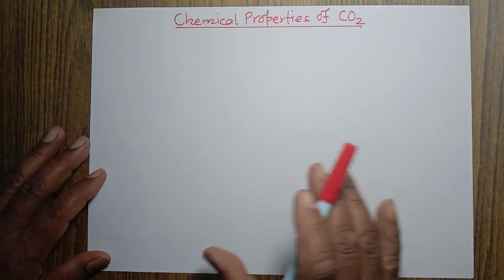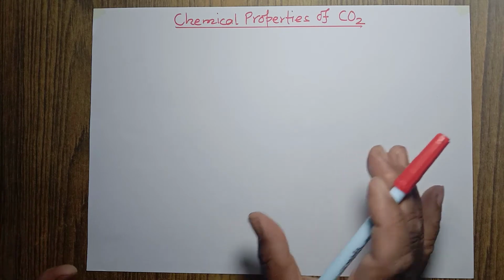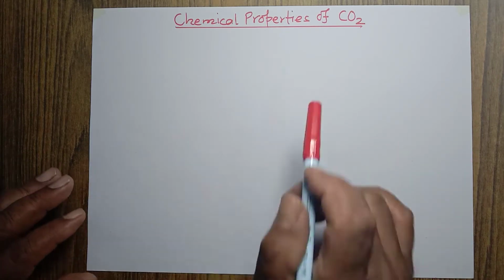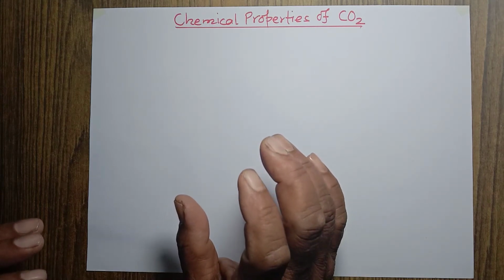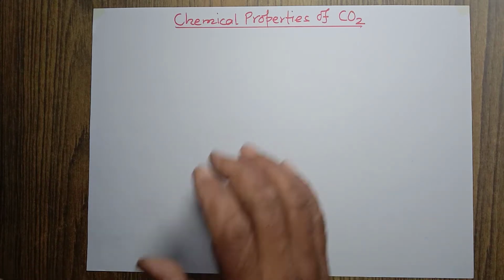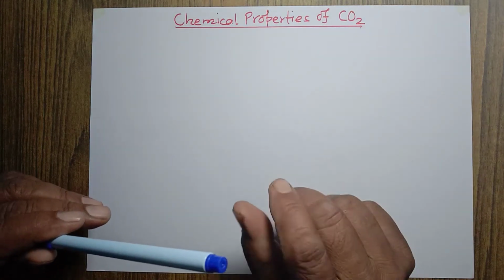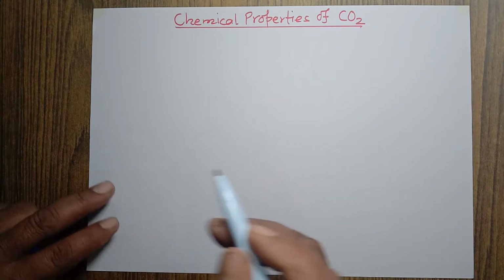This class may be one of the important classes related to carbon dioxide gas because we are talking about the chemical properties of carbon dioxide, and we know that chemical property always comes with the chemical reaction. That's why this is one of the important parts of the study of carbon dioxide gas. Okay, one by one let's talk about them.